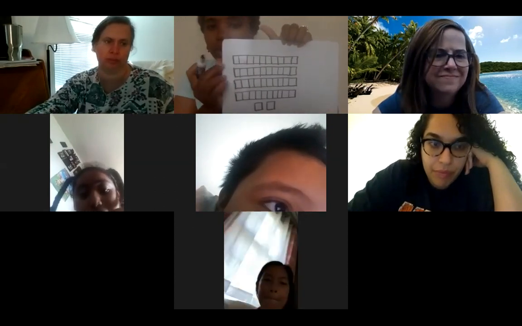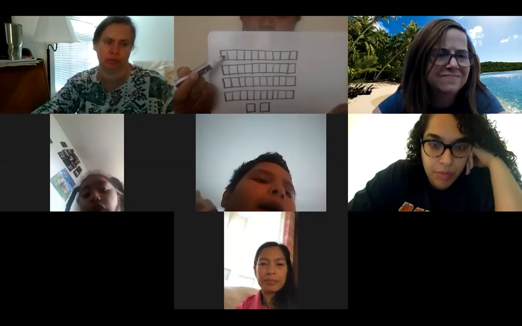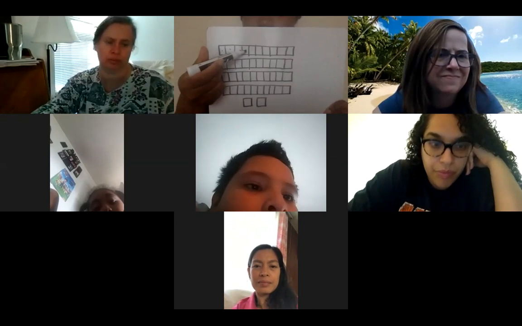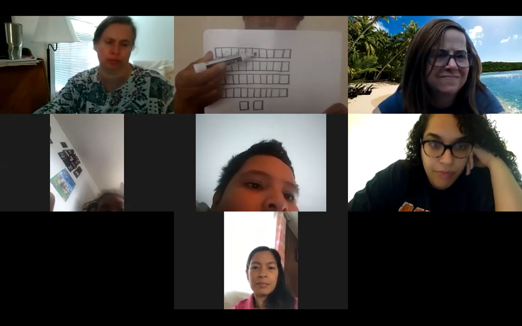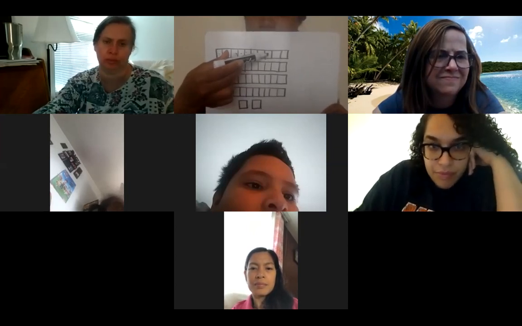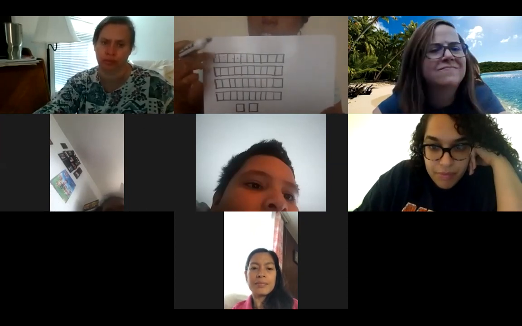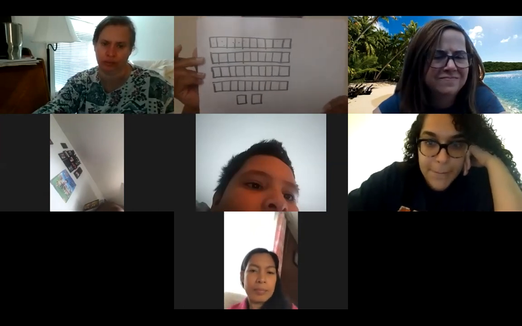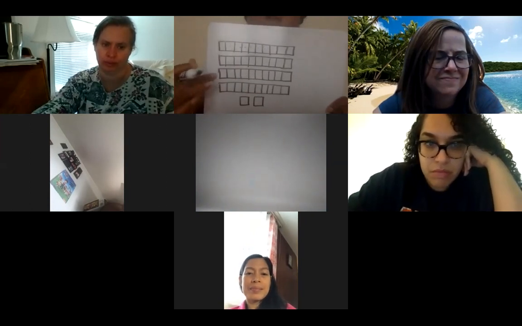was count our cubes. Can you help me count the cubes here in the first row? 1, 2, 3, 4, 5, 6, 7, 8, 9, 10. This one has 10 cubes. How many rows do I have? 4. 4 rows of 10.